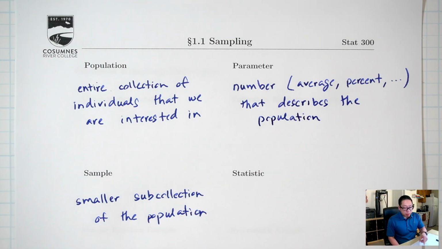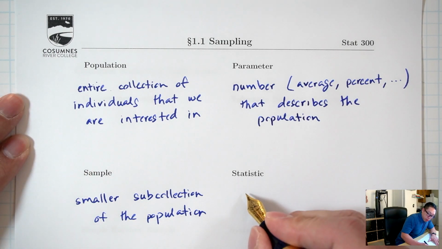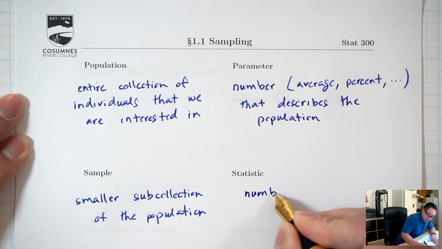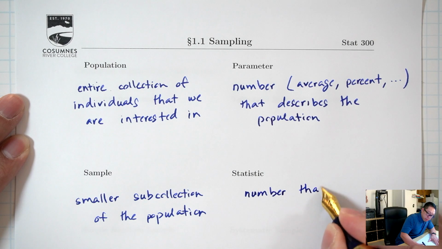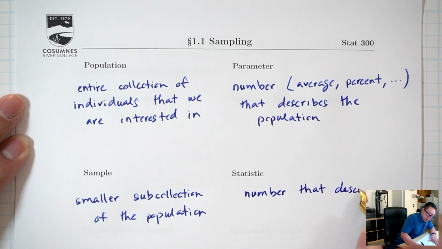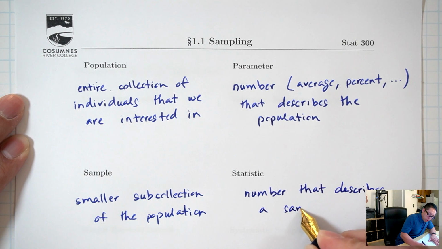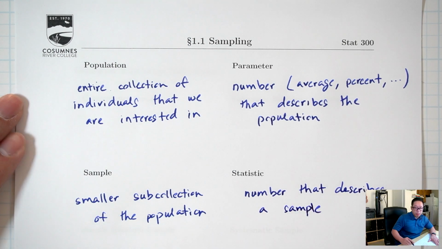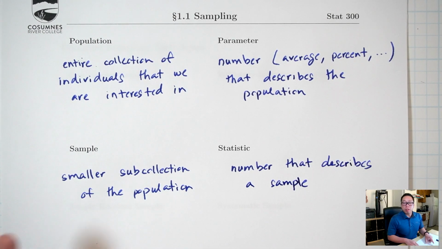Now, if you got the average and percent by asking the smaller sub-collection, then it's called a statistic. So it's a number that describes the sample. In other words, you calculate it by asking a smaller sub-collection.